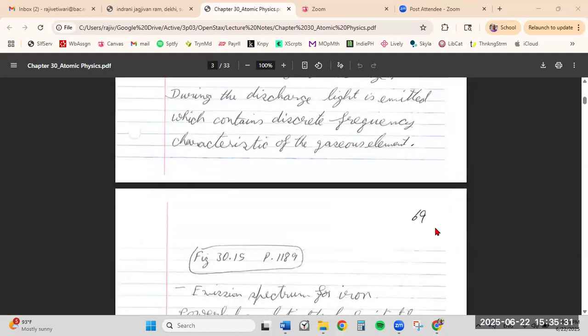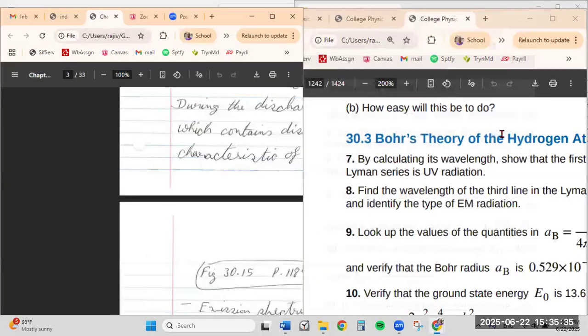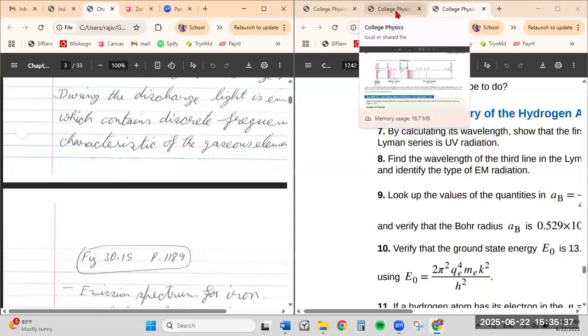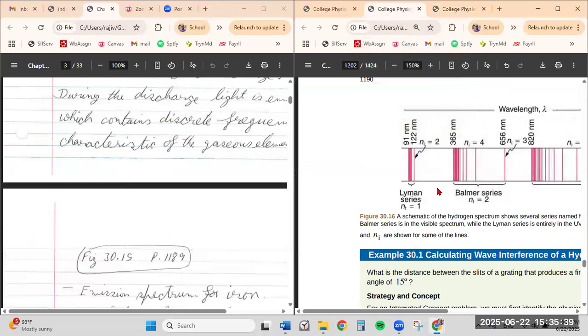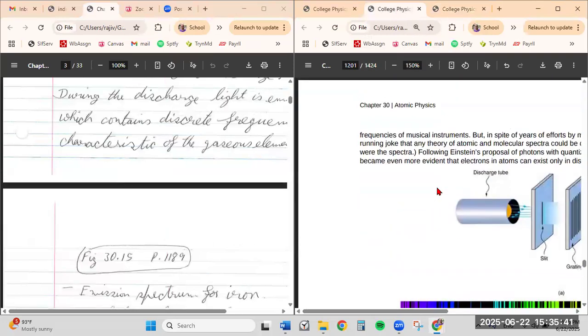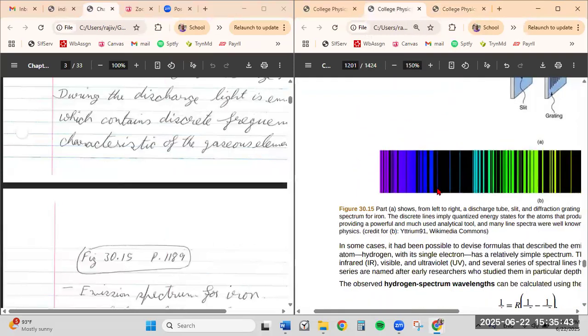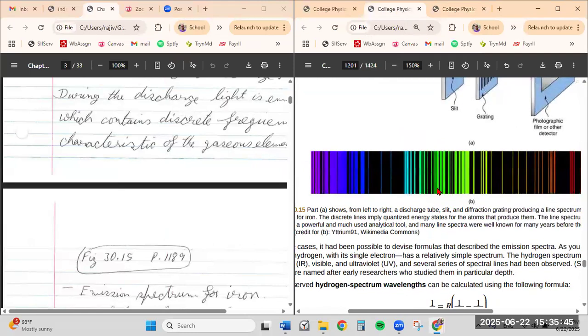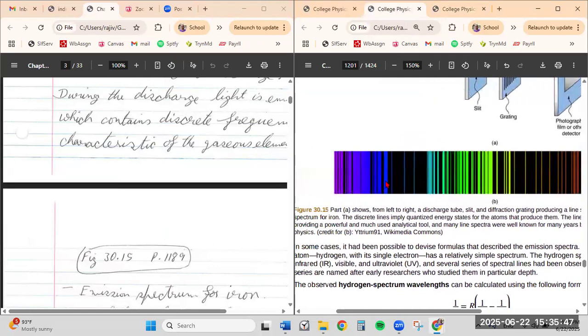An example of a discharge spectrum is here. So this is the color spectrum that you see here. As you can see, it consists of lines. So essentially, you don't see a continuous spectrum. What you see is discrete spectra.